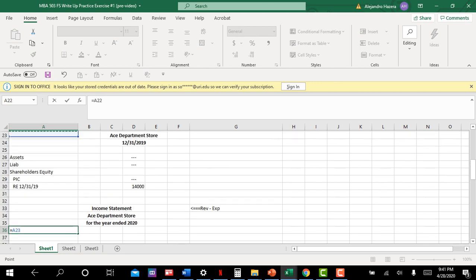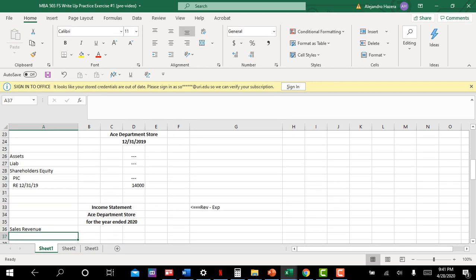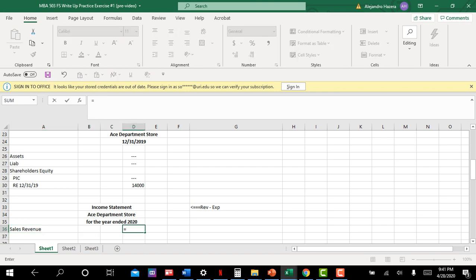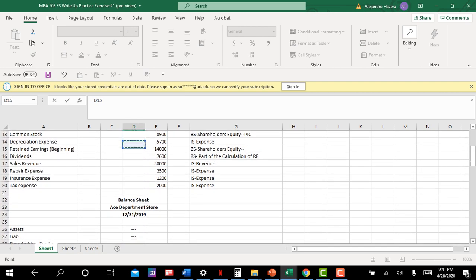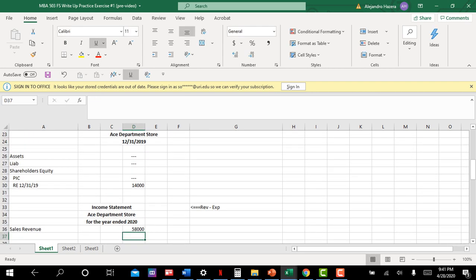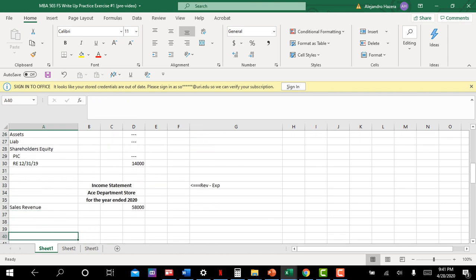Okay, so let's see what we got here. Let's start with sales revenue. Okay, so start the income statement with sales revenue. And I'll move out a couple of columns here. My sales revenue is equal to 58,000. Okay, and as I go through these things, I'm going to check them off, so you just use them up once. So there's your sales revenue.